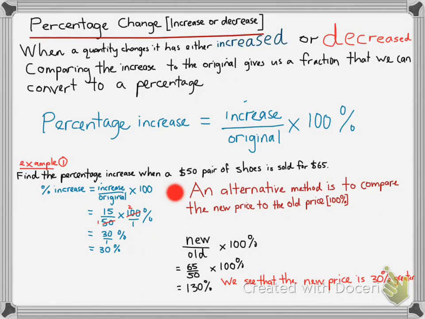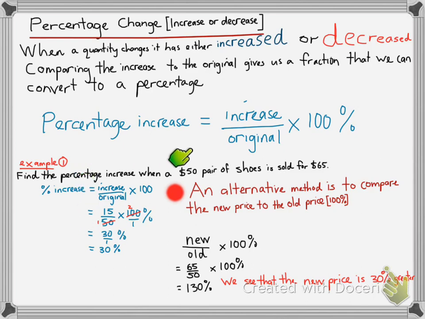Let's look at the concept of percentage change. So a change can be either an increase or a decrease. Now when a quantity changes, it's either increased or decreased. So what we want to do is compare the increase to the original to give us a fraction that we can convert to a percentage.